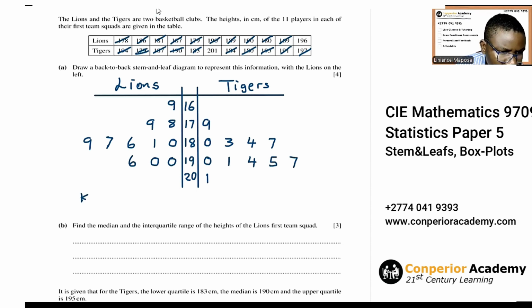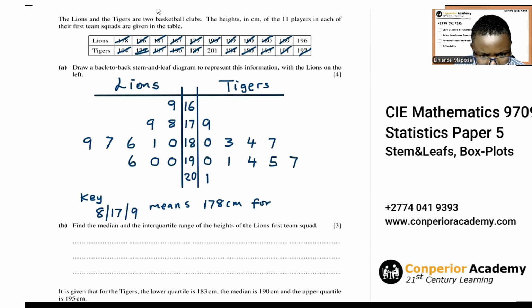So we can write our key. The key is that if I take 8 | 17 | 9, this means, what was the data about? This is the height. This means 178 centimeters for the lions, and it also means 179 centimeters for the tigers.